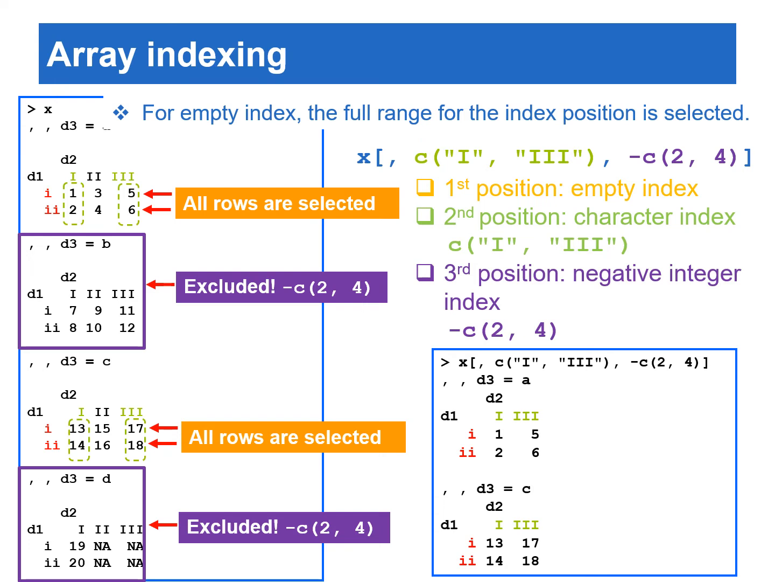When we select elements from an array, any of the 5 forms of indexing is allowed at each index position. If we use an empty index at a position, the full range for this position will be selected. For example, X is a 2 by 3 by 4 array. In this example, the first position is left empty, which means all the rows are selected. The second position uses a character index vector to select the first and third columns. The last position uses a negative index vector to select pages excluding the second and fourth pages.